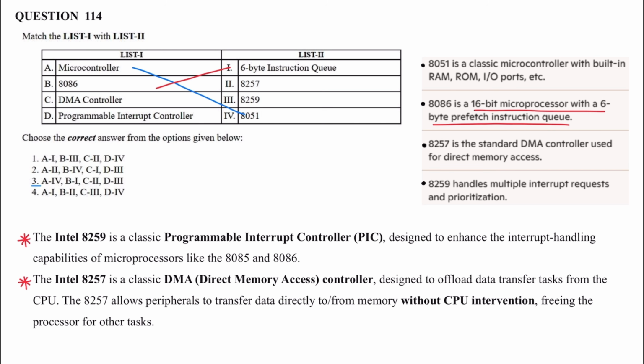Next, DMA controller. Intel 8257 is a classic direct memory access controller designed to offload data transfer tasks from the CPU. So DMA is 8257. Programmable interrupt controller is 8259. 8259 is a programmable interrupt controller designed to enhance the interrupt handling capabilities of microprocessors like 8085 and 8086. So D matches to 3. A4, B1, C2, D3. The correct answer is option 3.